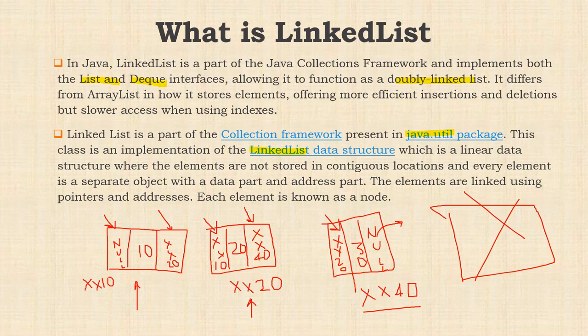So xx10, xx20, and xx30. We have stored 10, 20, 30. Here the data will be stored, which is 10, 20, and 30. And here at the first, the previous node address will be stored, and here the next node address will be stored. So this is how a doubly linked list works. A linked list internally uses a doubly linked list to store all the objects.